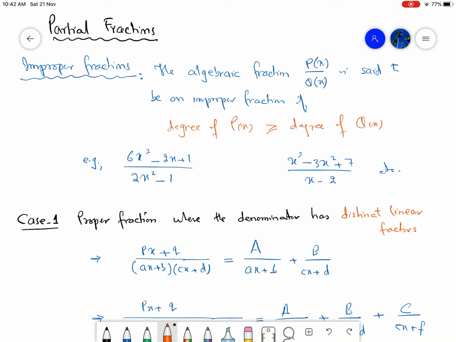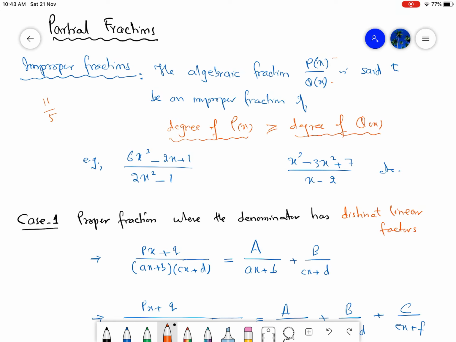Okay, let's see partial fractions now case by case, and here we'll discuss the first case. Before that, a quick revision or definition of improper fraction again. We know that improper fractions are the fractions where the numerator is bigger than the denominator. In algebraic terms, where P(x) and Q(x) are two polynomials, the fraction will be improper when the degree of P(x) is greater than or equal to the degree of Q(x).